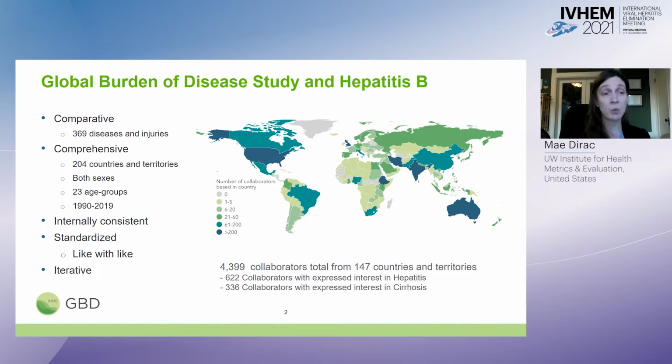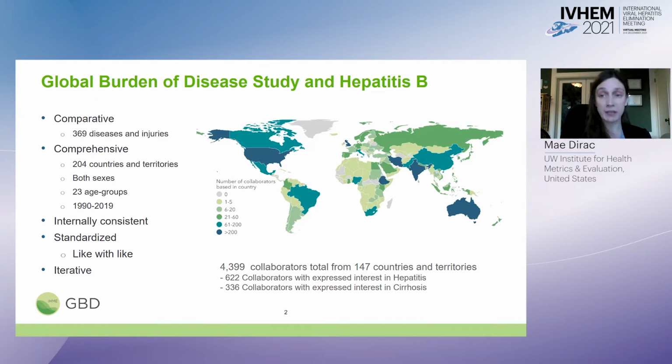worldwide. We make estimates for 369 diseases and injuries, for 204 countries and territories, for both sexes separately and together, 23 age groups, and every year from 1990 through the most recent year of estimation of 2019. We strive to make our estimates internally consistent and to standardize our approaches across diseases and for different data sources within diseases so that we can truly make comparisons of like versus like.